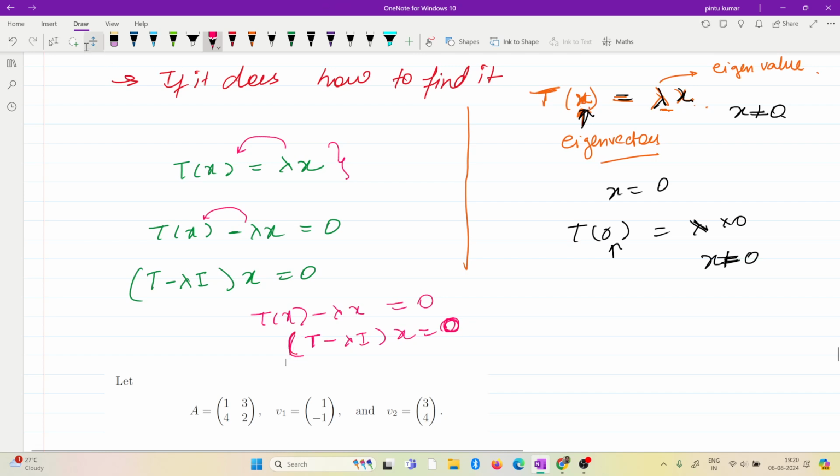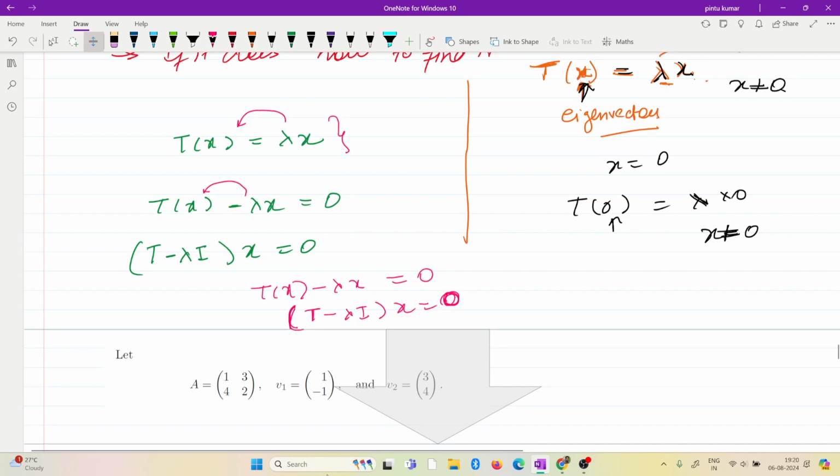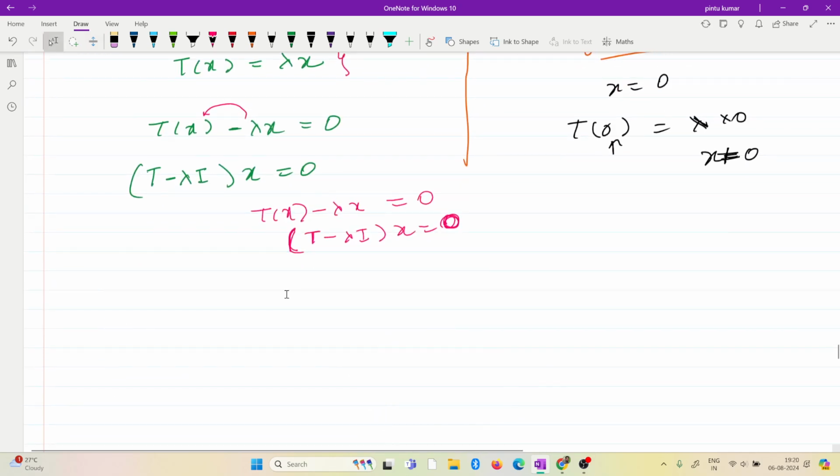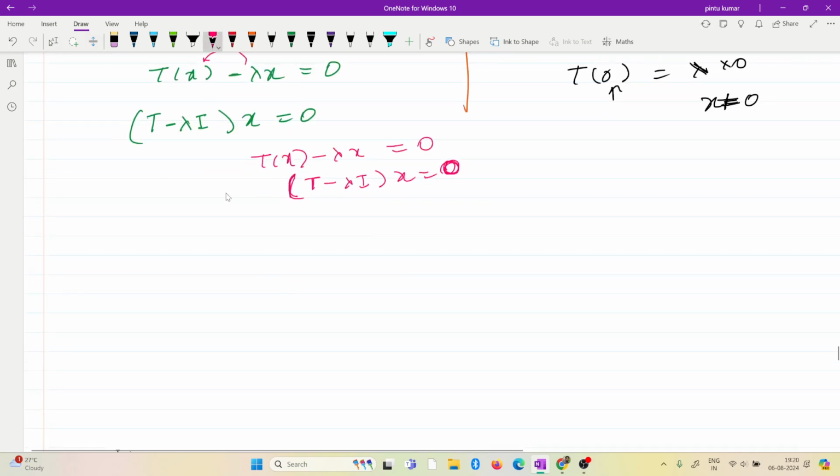I think we didn't cover this earlier, but I'll just give a brief intuition. Let's say you are solving Ax is equal to 0, a system of equations. When do you have a unique solution and when do you have a non-unique solution?